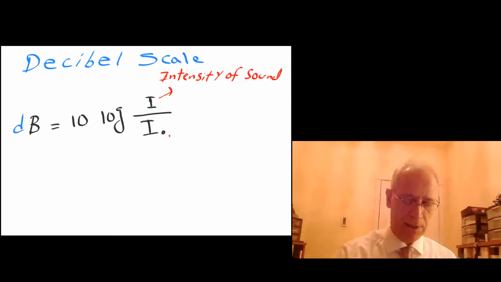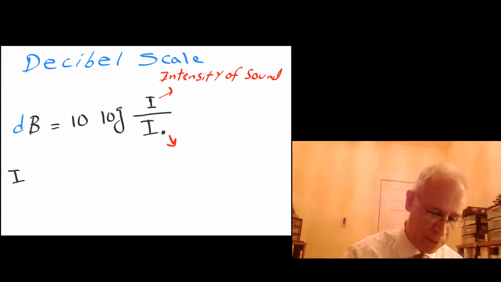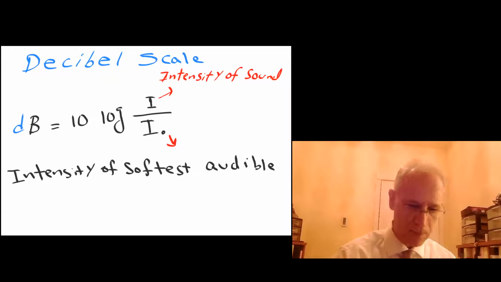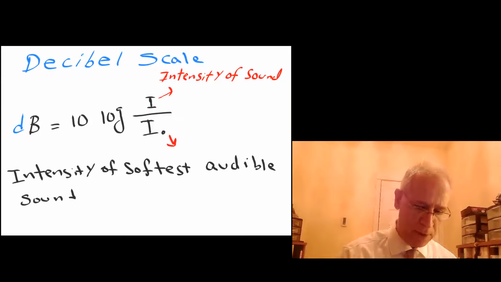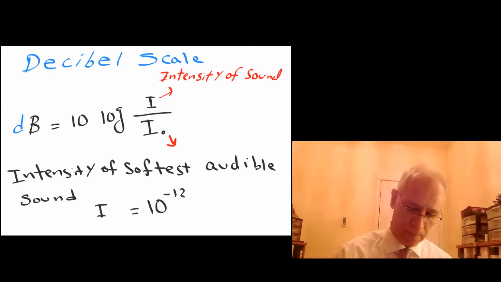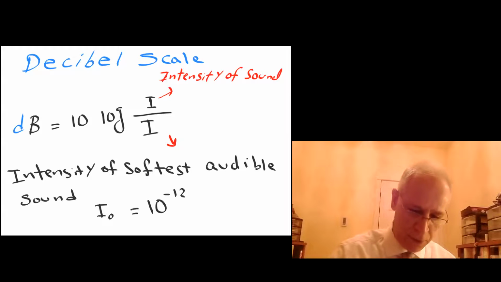How about I naught? It is the intensity of softness, let's use that word, the intensity of the softest audible sound. Okay, what's the number of that? We know that to be 10 to the negative 12. So let me put here I naught equals 10 to the negative 12. Let me fix this one here too.